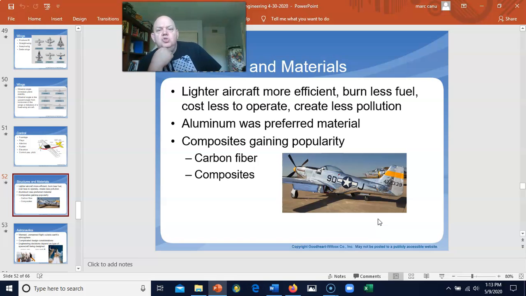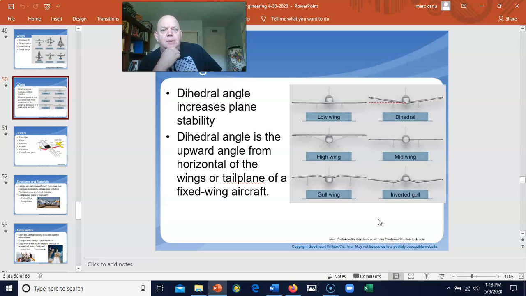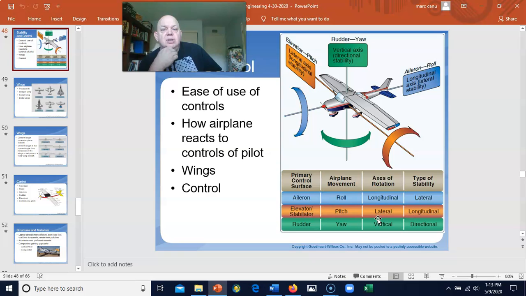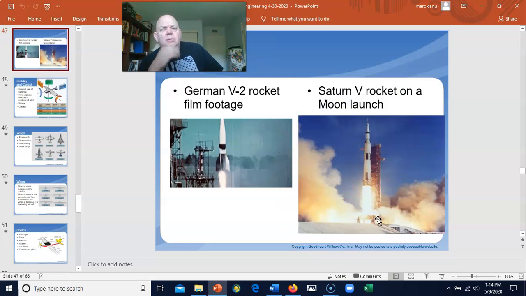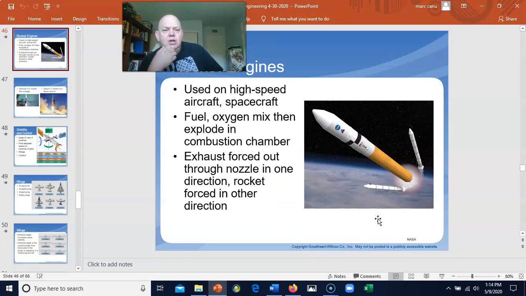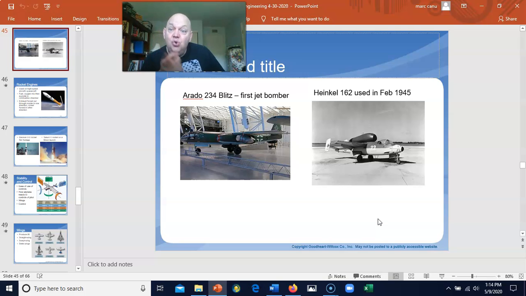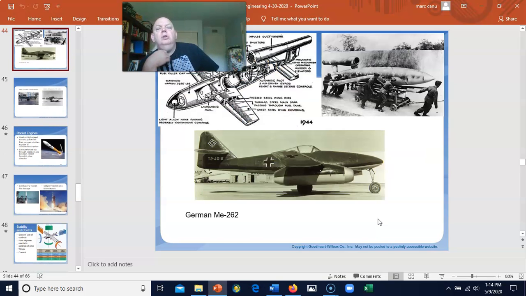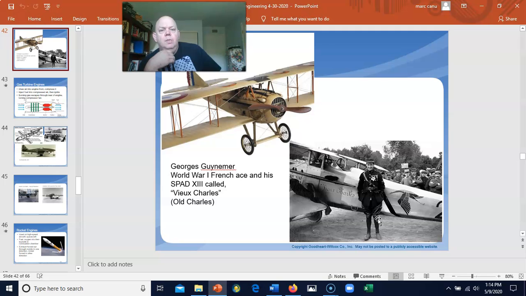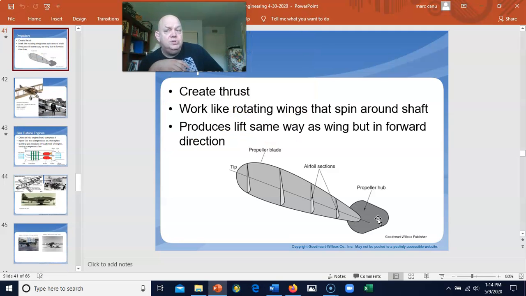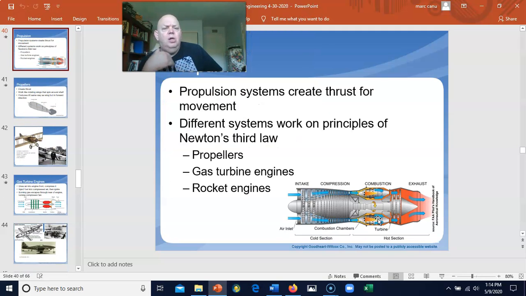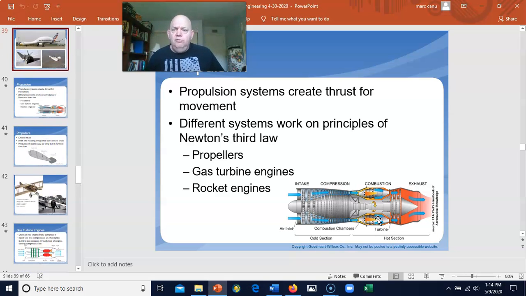So we talked about structure and materials in planes. We talked about wing design. We talked about controls. Okay. We talked about stability. We also talked about engine types like rocket engines, for example. We looked at the historical aspects of it. We looked at jet engines as well. Okay. We also looked at propeller systems as well. So all these propulsion systems that we create for forward movement.